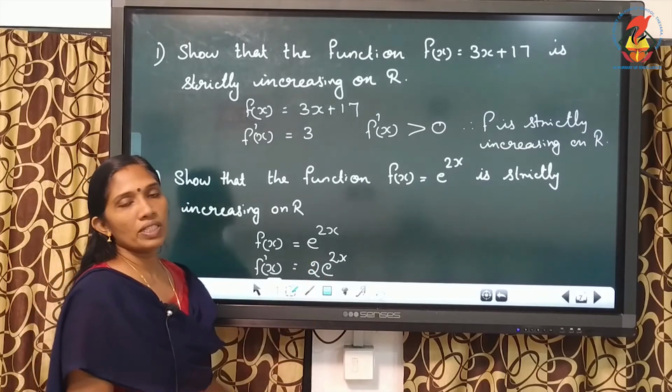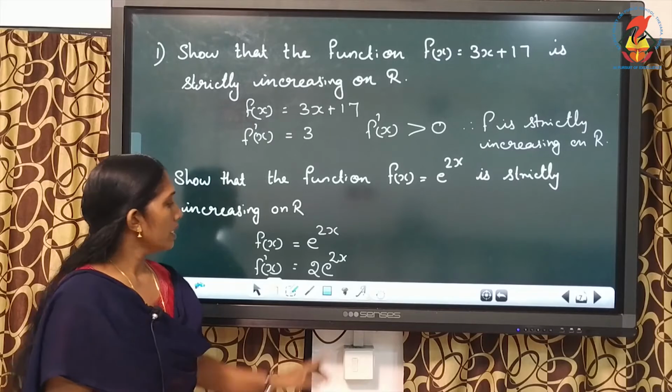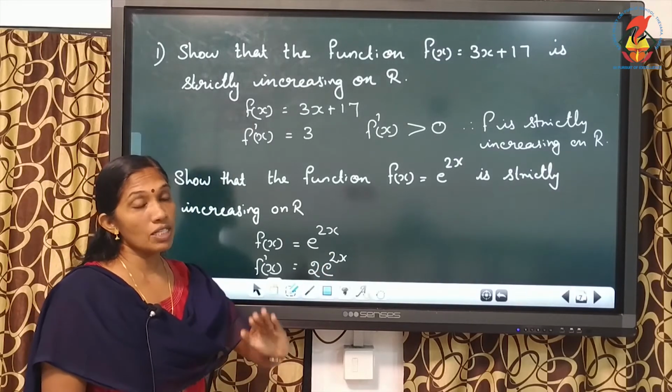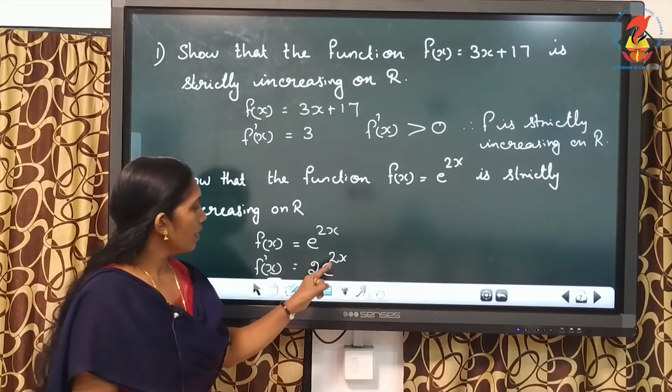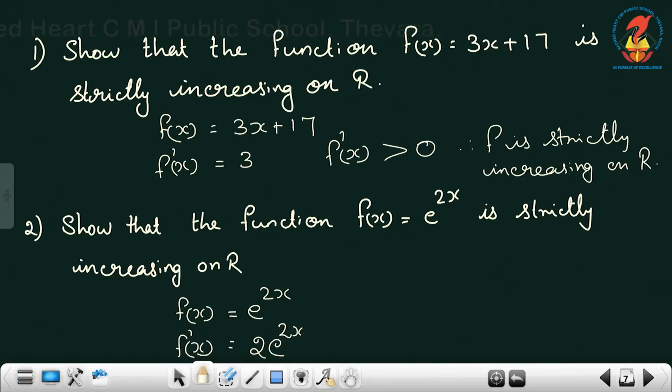Then the range of this exponential function is always positive real numbers. That is, e raised to 2x cannot be negative. It is always a positive real number. And this cannot be 0 also. When we give x equal to 0, this part becomes 1. So anyway, this f dash x is greater than 0. It cannot be less than or equal to 0. So f is strictly increasing on R.